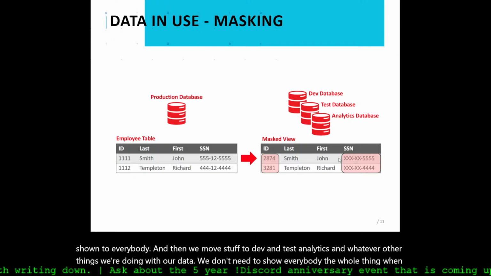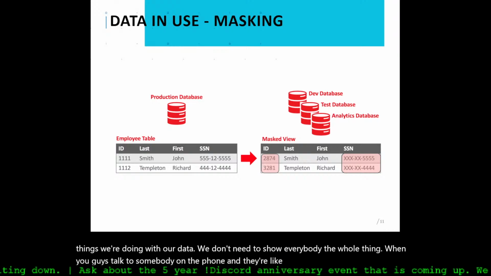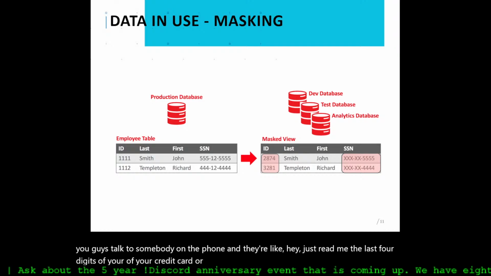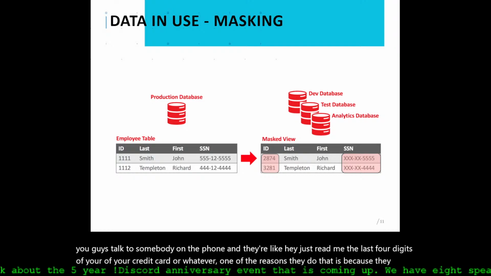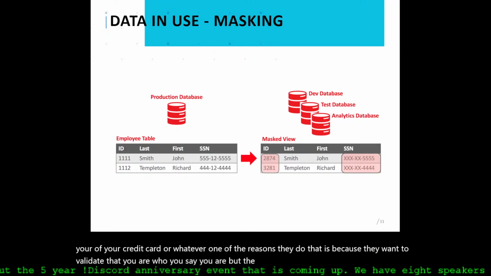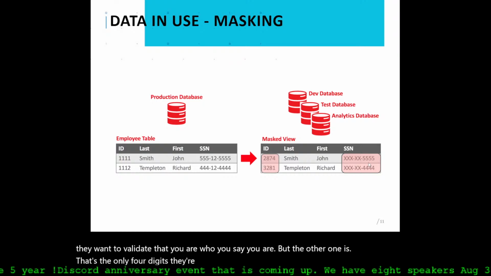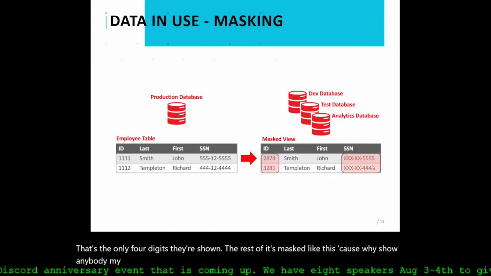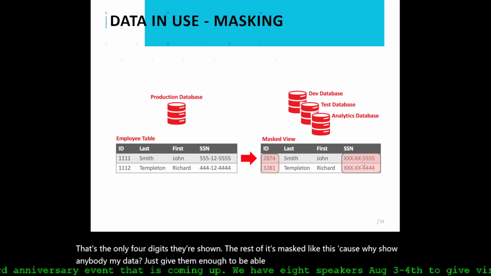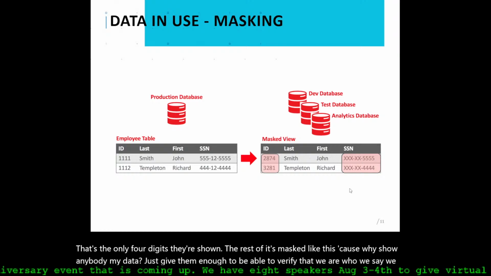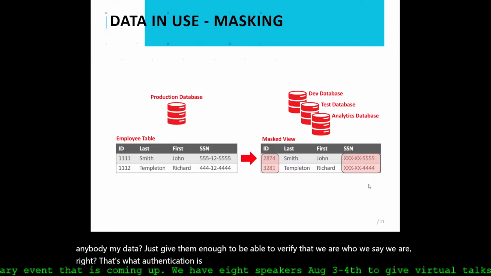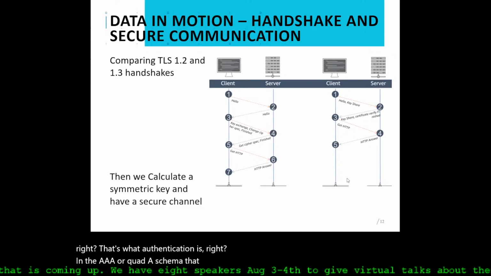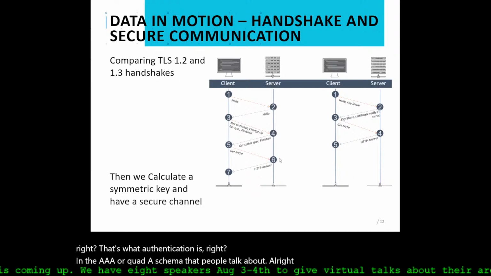When you talk to somebody on the phone and they're like, hey, just read me the last 4 digits of your credit card or whatever, one of the reasons they do that is because they want to validate that you are who you say you are. But the other one is that's the only 4 digits they're shown. The rest of it's masked like this, because why show anybody my data? Just give them enough to be able to verify that we are who we say we are, right? That's what authentication is, in the AAA or quad A schema that people talk about. All right. So data in motion.